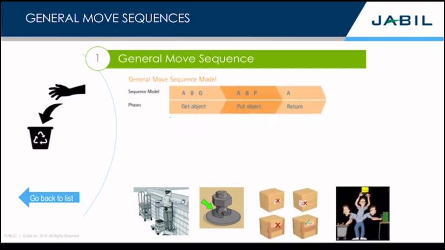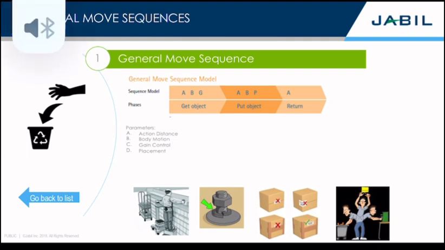The general move sequence model used to identify this movement consists of a fixed series of letters called parameters that represent various subactivities. Each sequence model in MOST is further broken down into phases to help guide the applicator through analysis. The parameters and phases are as shown here.